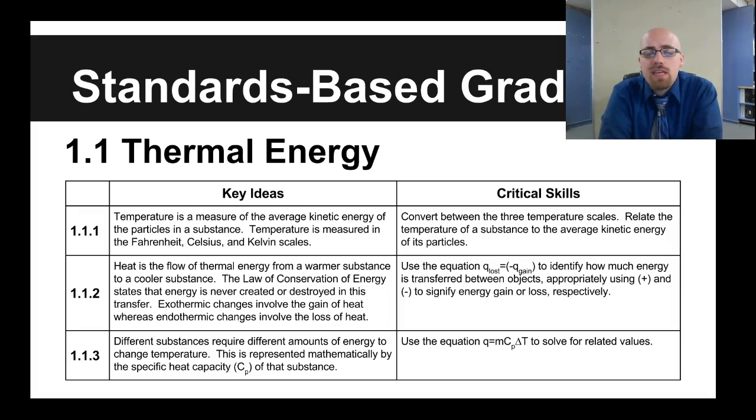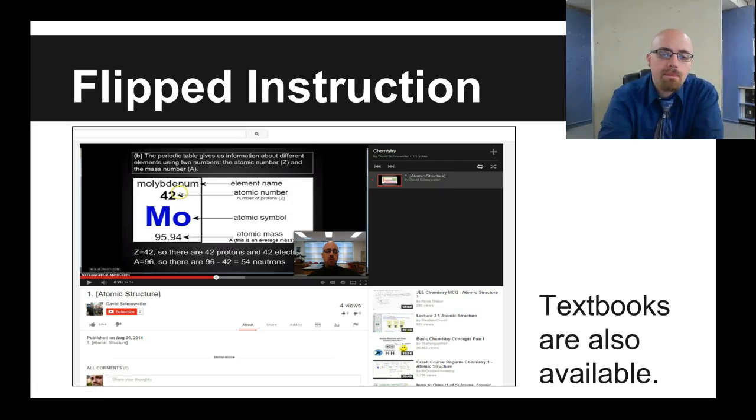But in terms of being able to actually apply that knowledge, that's going to be measured through the critical skills. So with this knowledge, students should be able to convert between the three temperature scales and relate the temperature of a substance to the average kinetic energy of the particles. This is something that is measurable, and that's something that students are going to be expected to do on the tests. So the key ideas are going to be a big component of the lessons, and critical skills will be a lot of what we do in class as well as through the projects.